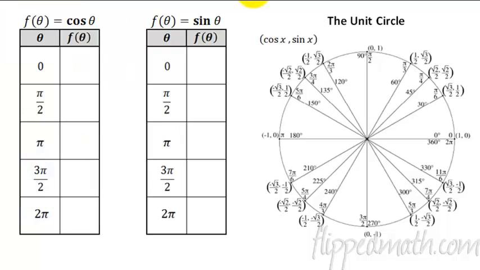So how in the world are we going to graph these things? What I've done is set up a unit circle with cosine and sine here, and we're going to figure out just a few coordinate points that we can plot on the graph. So let's start off with the cosine graph.